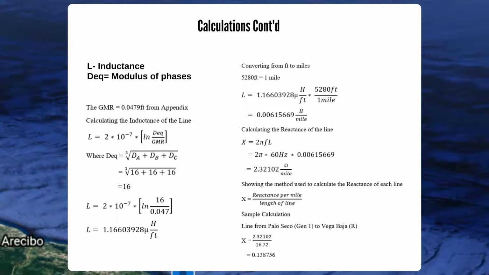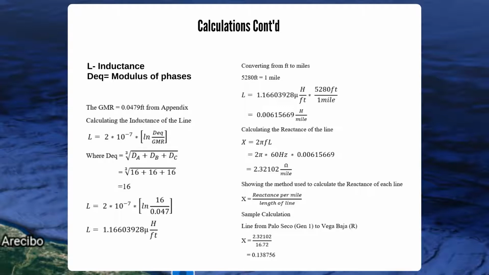So the next step would be to calculate the reactance of the line, and that can be easily found by using the formula 2 pi FL. And the frequency we used was 60 Hz, as Puerto Rico also uses 60 Hz. That gave us a result of 2.32102 ohms per mile.